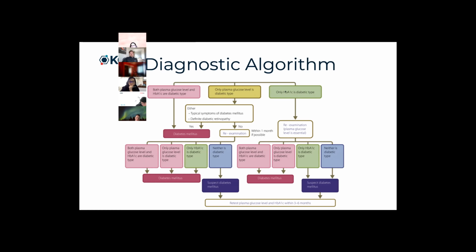What is the HbA1c level? If it's high, they definitely have diabetes. If not, maybe I'm going to re-examine them, ask them what their symptoms are. If their symptoms happen to meet diabetes, then yes, they are diabetic. If not, maybe they're just suspected diabetic, in which case I'll revisit them in 3 to 6 months.